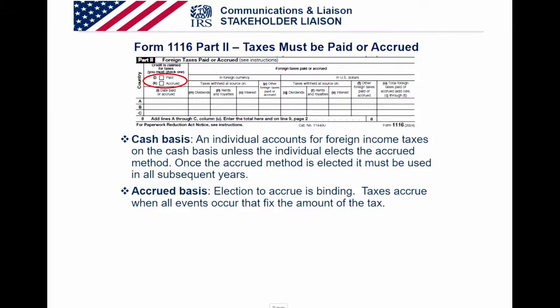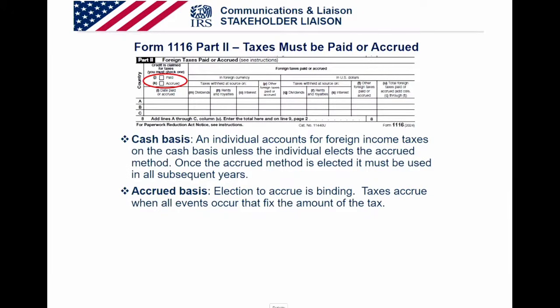So in addition to electing to take the FTC, which is done by attaching the Form 1116, the taxpayer also needs to make an election in the same section, Part 2, for whether they're claiming the FTC based on taxes that they paid by checking box J, or based on taxes accrued by checking box K. So as you can see on the slide, we circled these two small little boxes.